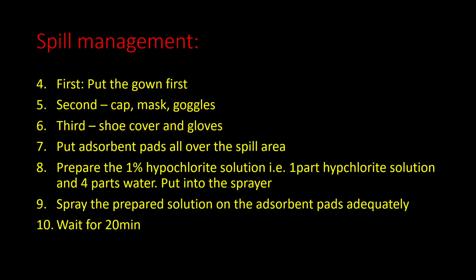Once you have put on the complete PPE, put the adsorbent pads all over the spill area so that the adsorbent material can absorb those chemicals. Now spray the hypochlorite solution. You need to prepare the hypochlorite solution here. Usually we use a 5% hypochlorite solution in our laboratory. You have to add 1 part of hypochlorite solution and 4 parts of water and pour it directly into the sprayer, shake it a bit, and then start spraying it on the adsorbent material.